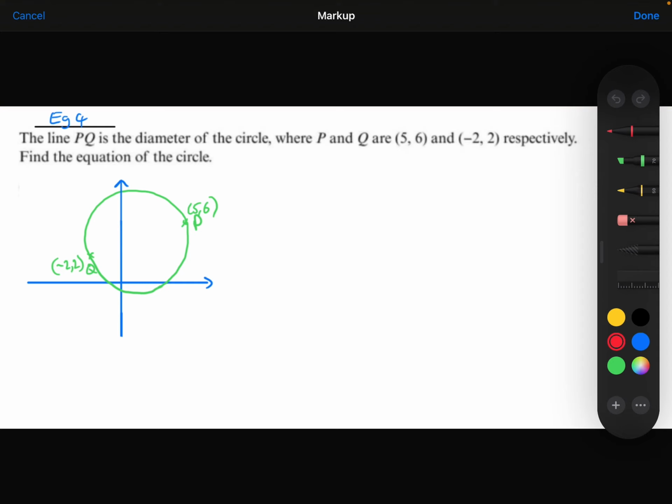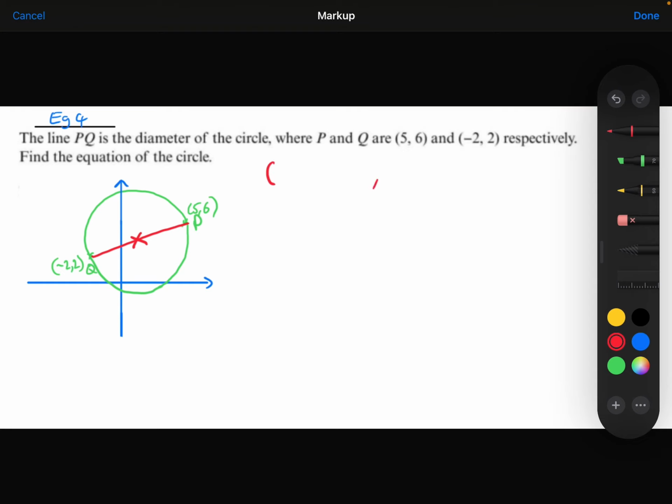Now, to help me explain this, you can see I've drawn a little sketch there. I've got point Q and P marked on in their roughly correct places. And we know PQ is a diameter, so this is the diameter of the circle. Now, because that's the diameter, I know that the centre of the circle is going to be the midpoint of those 2 points.